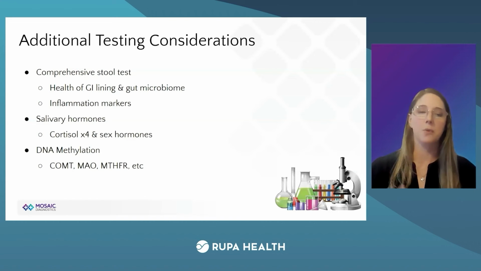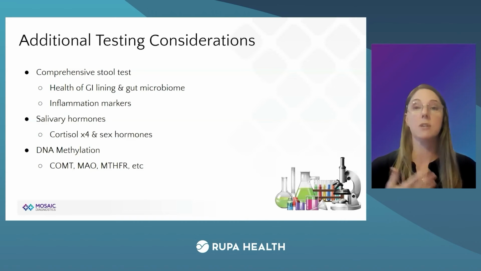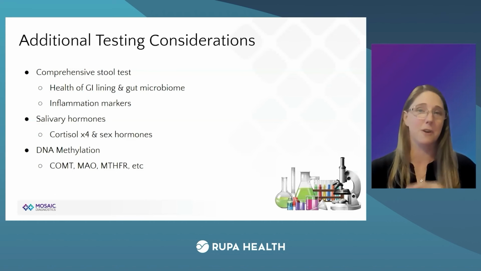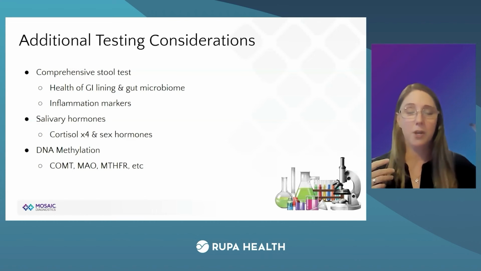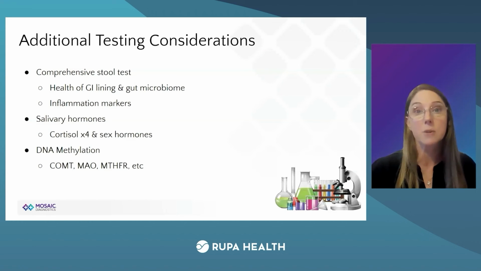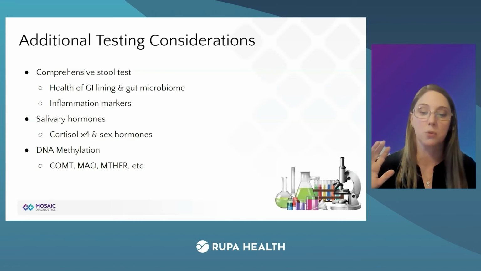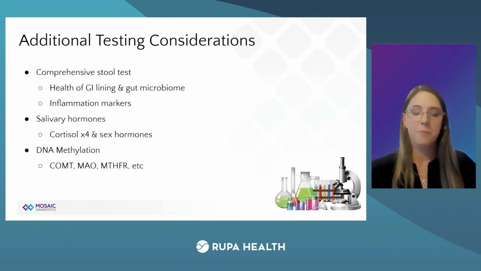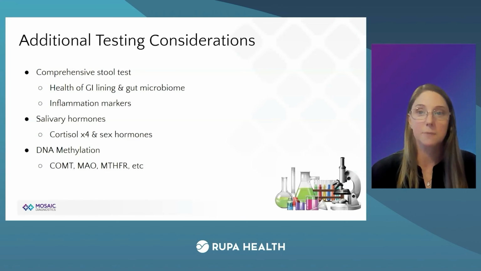And then I really want to look at DNA methylation. I want to look at those SNPs. I want COMT and MAO and MTHFR and all those beautiful things. I want to know if she's struggling to break her catecholamines down. I want to know if she has challenges in these detoxification pathways that I'm trying to help her push to get rid of these exposures that she's had.